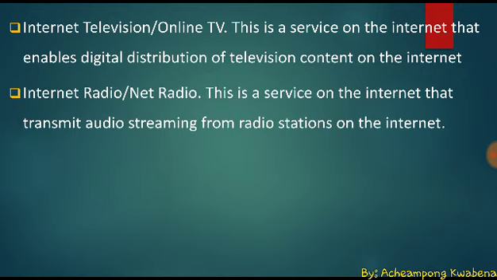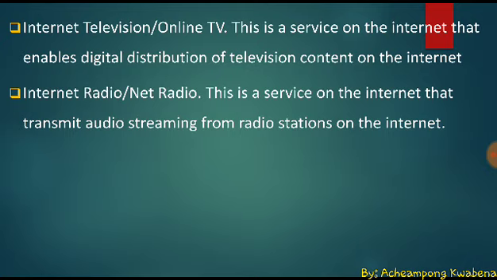Now let's look at other facilities on the internet. We have the internet television or online TV. So this is a service on the internet that enables digital distribution of television content on the internet. It's not always that we have to watch television on our normal TVs that we have in our homes. We can also watch television through the internet. So the internet provides this facility or service whereby users of the internet can watch television programs through the internet.